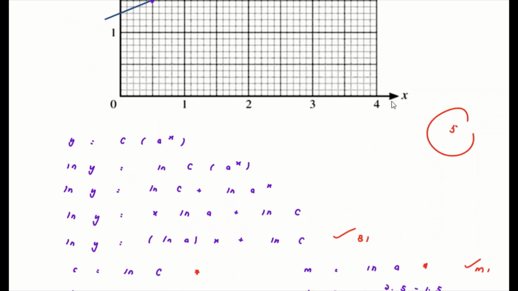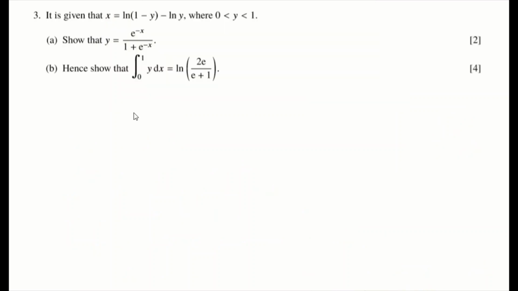Okay, so let's move on to number 3. Number 3, it is given that x equals ln(1 minus y) minus ln y, where y is in between 0 and 1. So show that y can be written in this form. So this is a question regarding indices and logarithms as well. So let's try to copy the question first. You just need to do some rearrangement here.